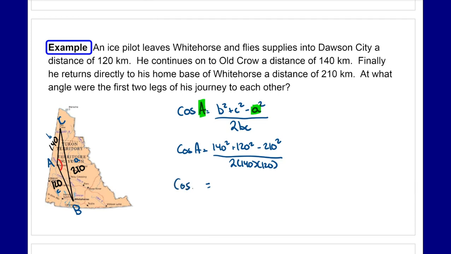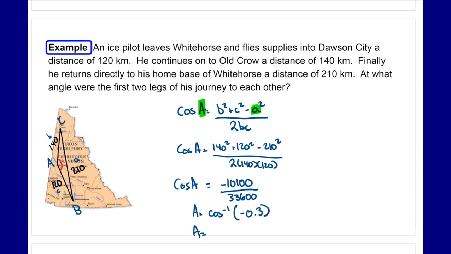Again, I'm going to simplify the top first, and then the bottom. So 140 squared plus 120 squared minus 210 squared, negative 10100. And 2 times 140 times 120, we get 33,600. To get A by itself, I move the cosine over. It becomes cosine inverse. That fraction, if I divide it, essentially becomes negative 0.3.